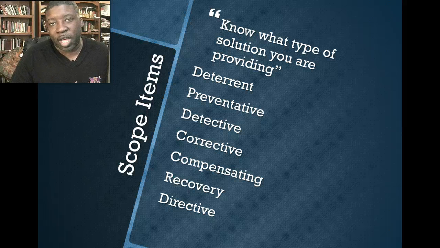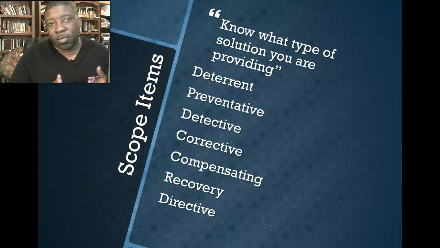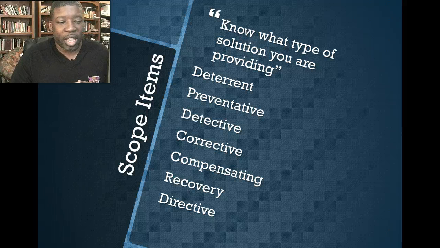So for instance, if you have a fence and the fence is only 6 feet high, and it should be 8, by the way, but let's say it's only 6 feet, and you add light, because most people don't want to try and break into a building if it's properly lit. That would be a compensating control.